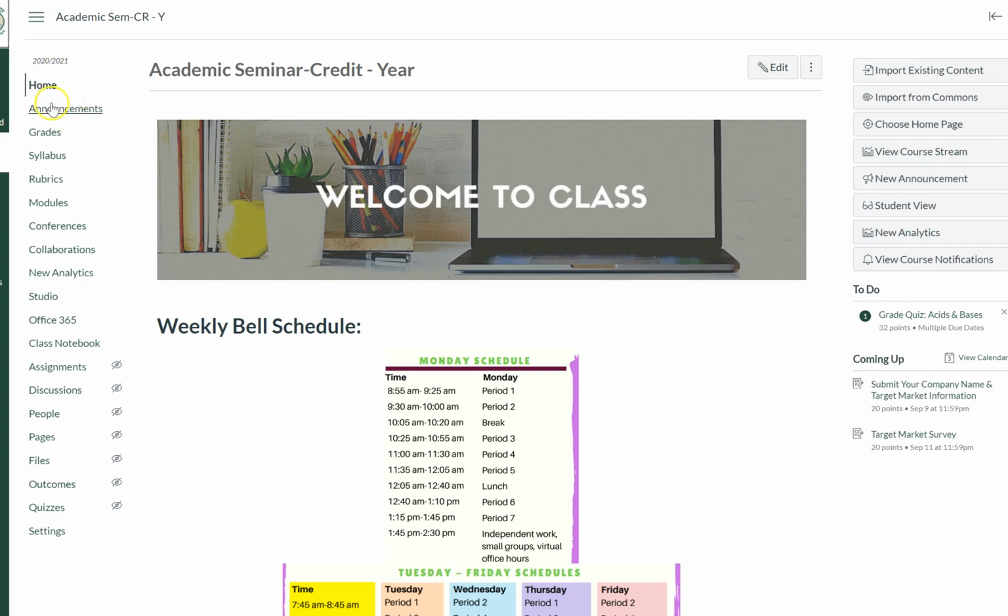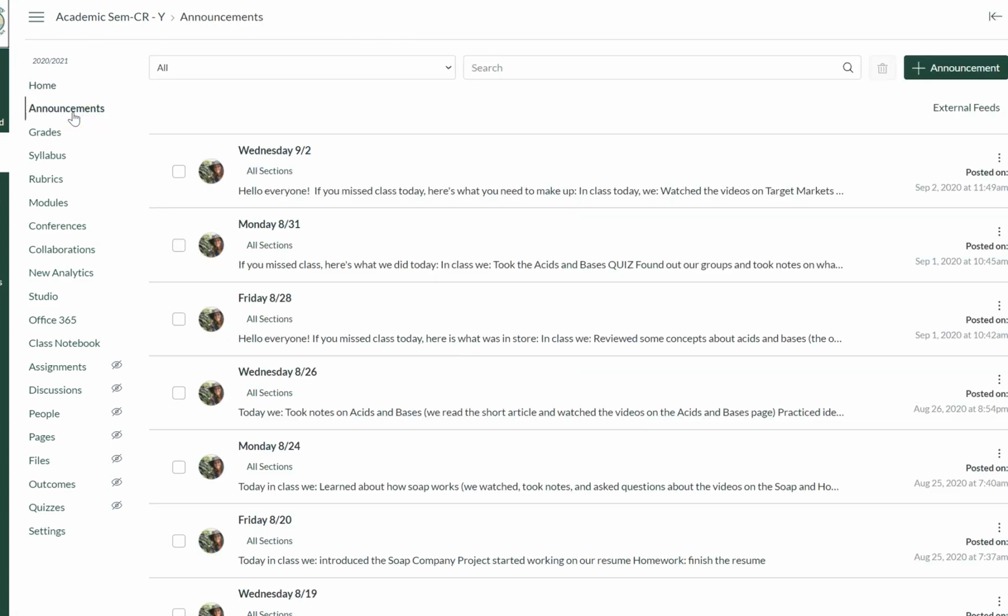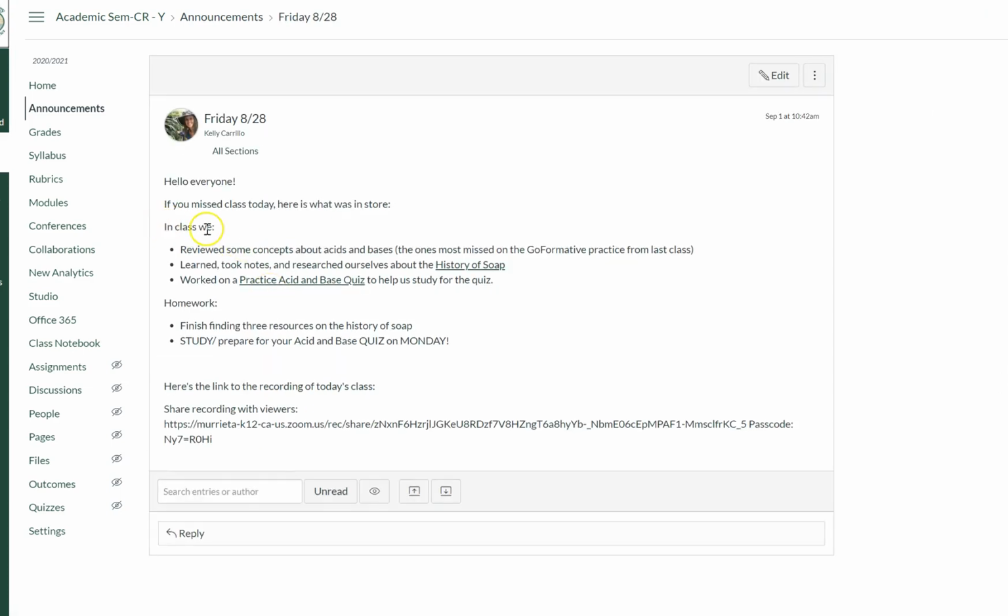Speaking of announcements, on the announcements tab in the upper left-hand corner, this is where you're going to find all the information if you miss class or if you had to leave early. So here, after each class, I do update with what we missed. So you'll just have to find the date that you missed, and then you click on it and it will tell you what we did in class versus what was for homework. So that's the announcements page.